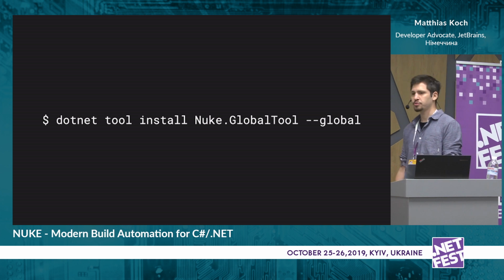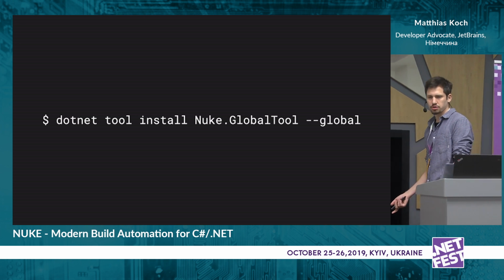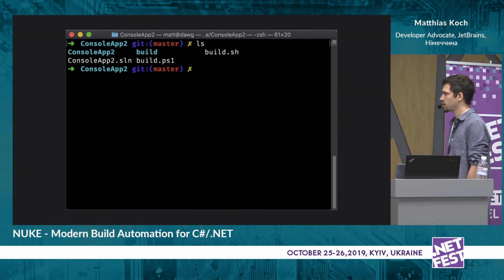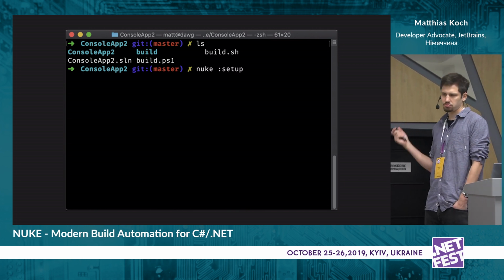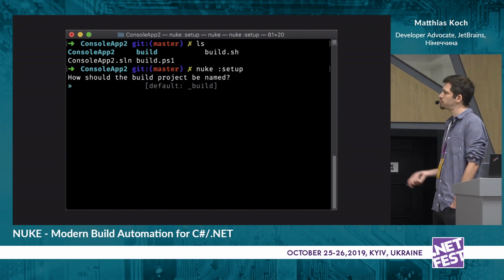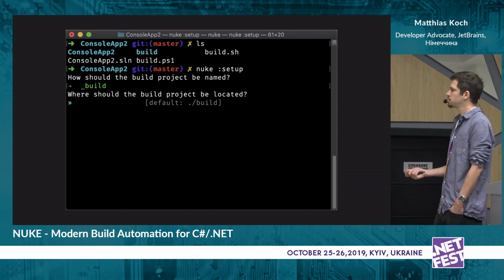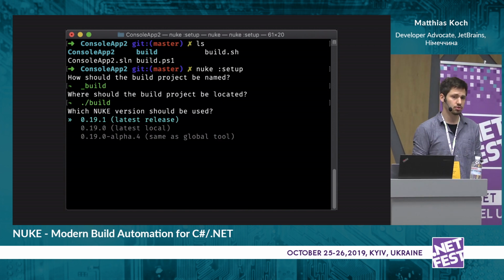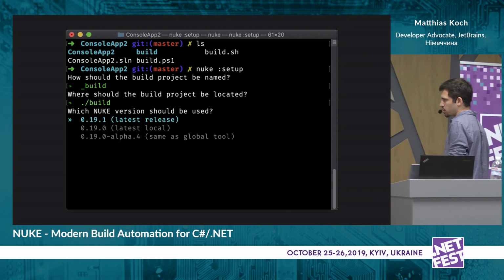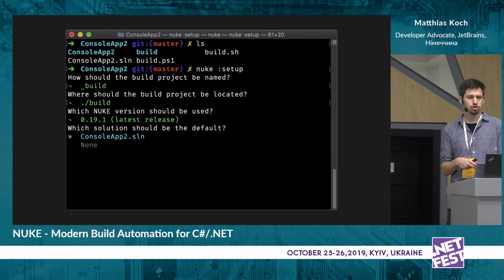A global tool is available, and you install it first like that. You don't need that on every developer's machine, but it's used for the setup. The setup is the first thing I'm going to show you. So you call in the repository of your choice, you call NUKE or just NUKE colon setup, and it will ask some questions about how you want to name your repository, where should it be, which version do you want to use, so it offers you the local NuGet packages, the pre-release ones, etc. And you can decide, do you want to put it into your solution or not?